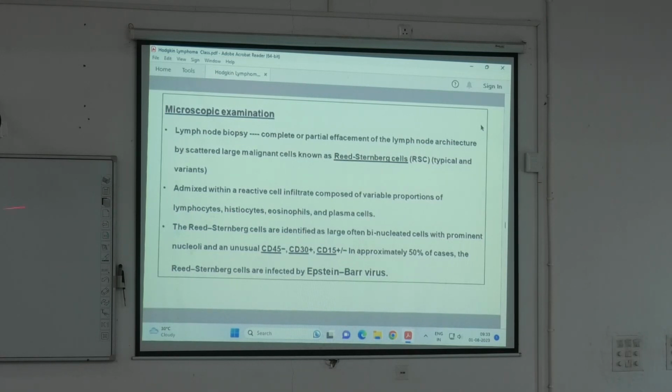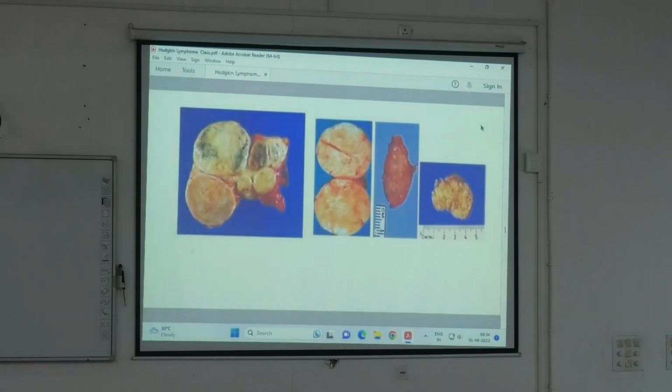And the admixture of reactive cells surrounding the RS cell, that is the important thing. The immunophenotyping is also positive according to the subtype, so for the classical one or nodular lymphocyte predominant, the CD markers will come this way. See this, the matted node, this is a nodular type, this is diffuse type, these are also diffuse. So according to the patient, they are presented.